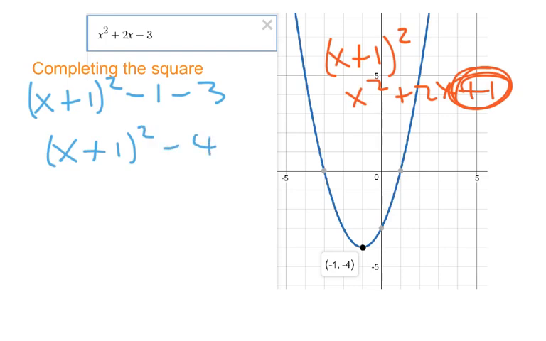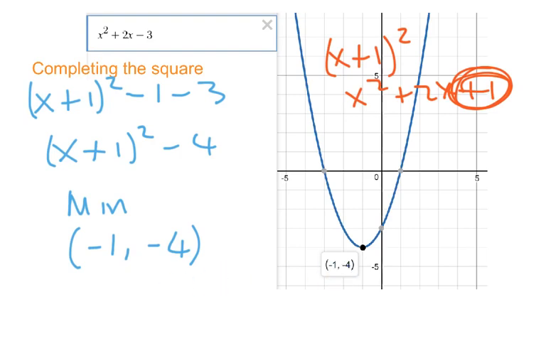Now, the reason it's called vertex form is that we minimize or maximize this function if this here to be squared is 0. And we make this 0 by making x equal to minus 1. So this function here is at its minimum value when x is equal to minus 1. And when x is equal to minus 1, then y is equal to minus 4. So our minimum value is equal to minus 1 comma minus 4. And as you can see, that's over here.